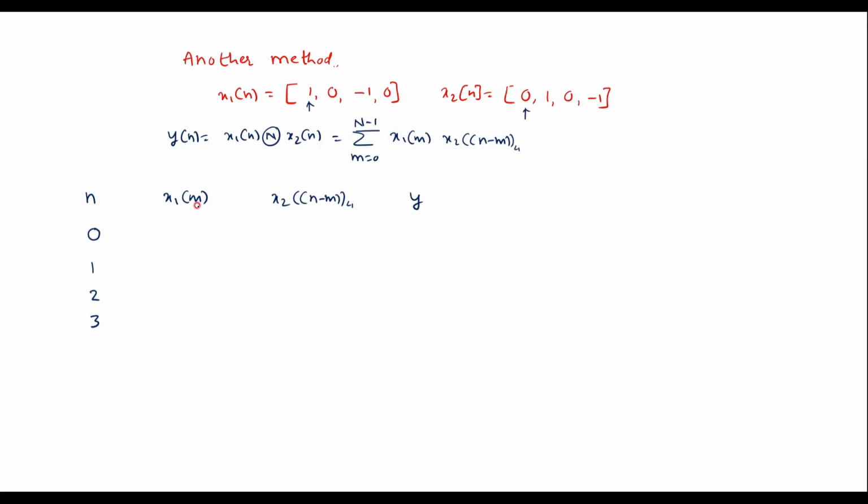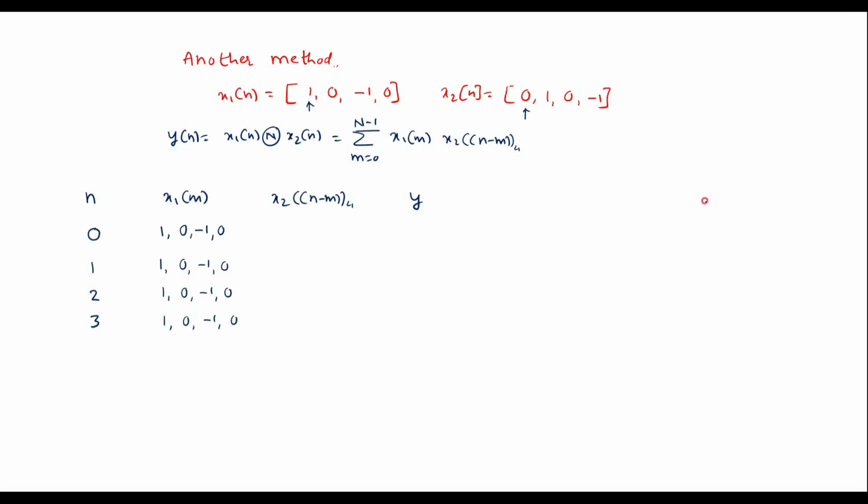So here x1 of m is nothing but the x1 of n sequence itself. We'll write x1 of n sequence the same as x1 of n, that is 1, 0, minus 1, 0. For all values of n it's supposed to be the same, that is x1 of n is constant: 1, 0, minus 1, 0, 1, 0, minus 1 and 0.